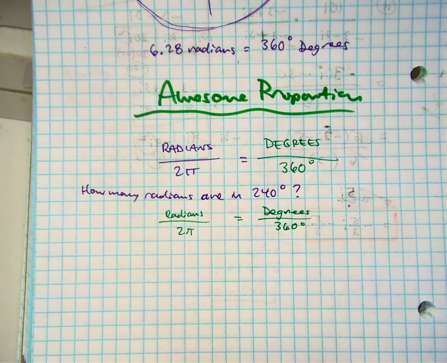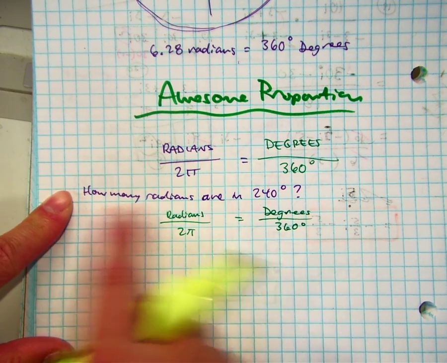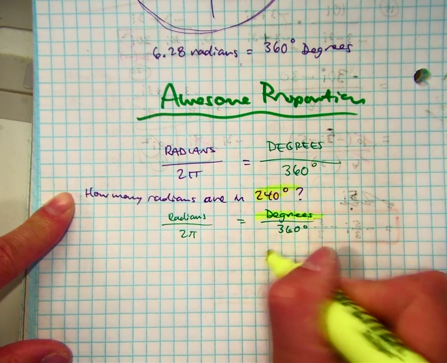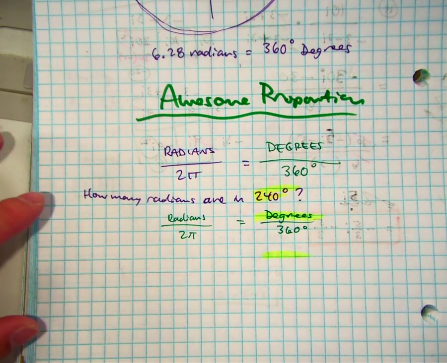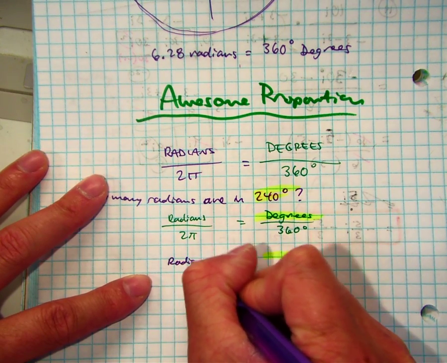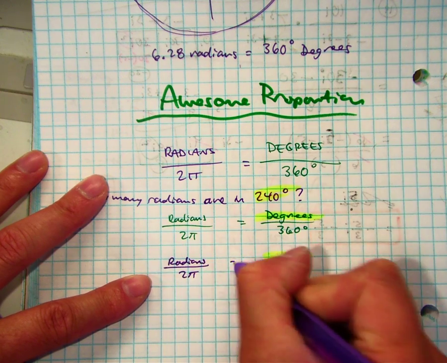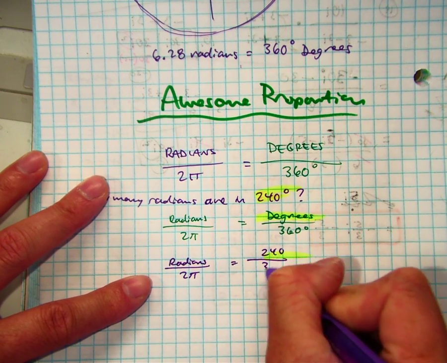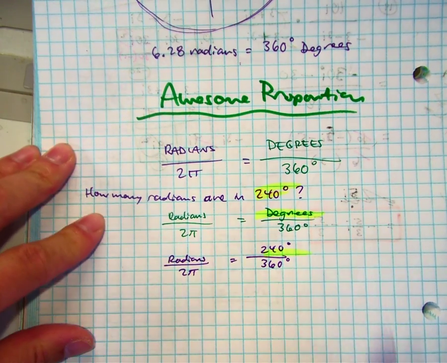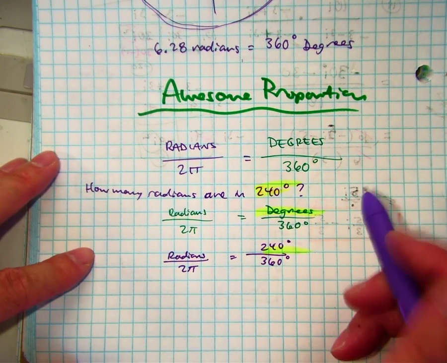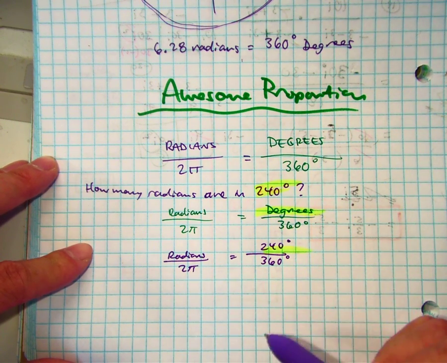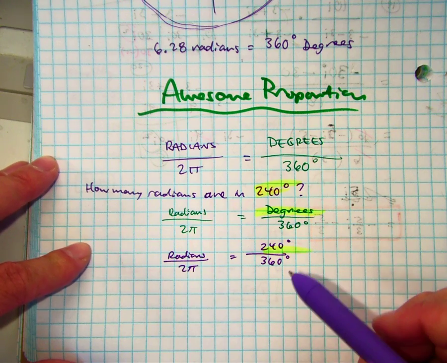And then I recognize in the problem they want to know how many radians, but what they've given me is 240 degrees. So now I can have 240 degrees. So radians over 2 pi equals 240 over 360. Simple penmanship. Making your degree sign small. Common mistake is to make that 2400 or 2400.